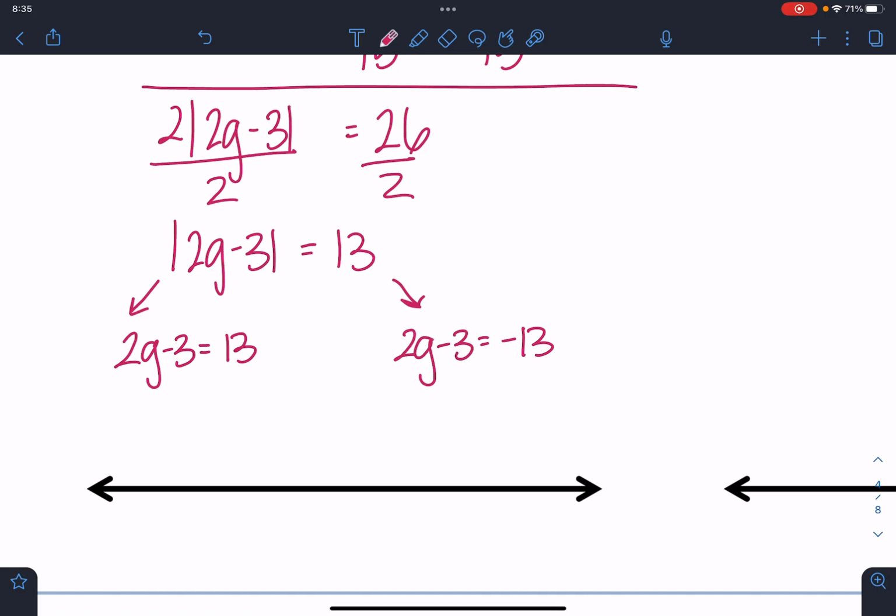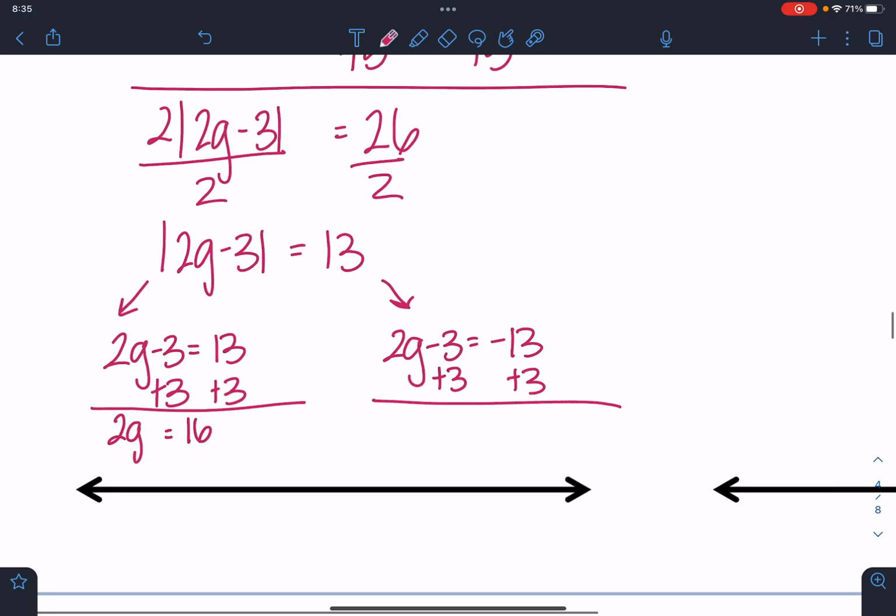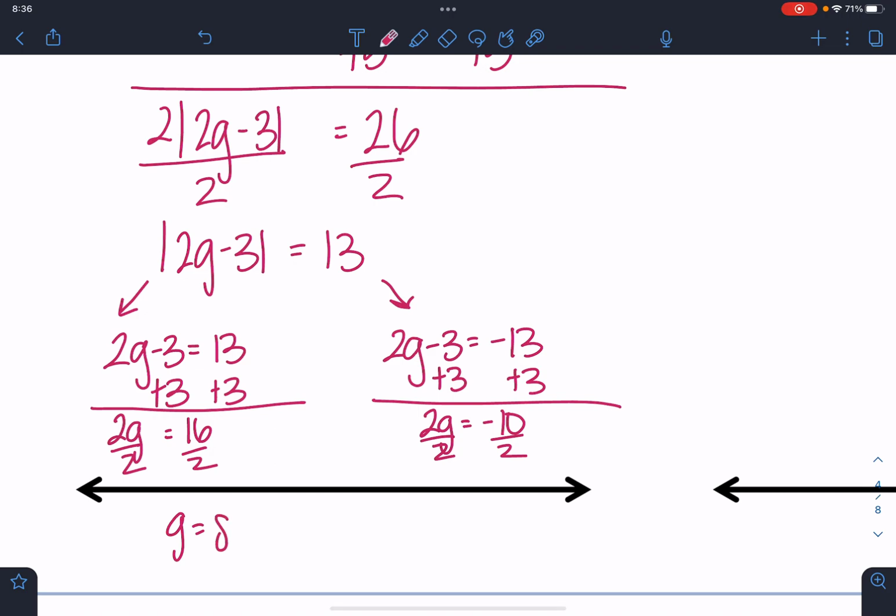We follow the same process. This minus 3, I want to move that first. Move what's being added or subtracted. I'm going to then add 3 to both sides. And again, I like to just get all of that done at once. So I'm just kind of used to that process of, okay, add 3, add 3. So I have 2g equals 13 plus 3 is 16. 2g equals negative 13 plus 3. That gives me negative 10. Now we can divide by 2. I get g equals 16 divided by 2 is 8. Negative 10 divided by 2 is negative 5.